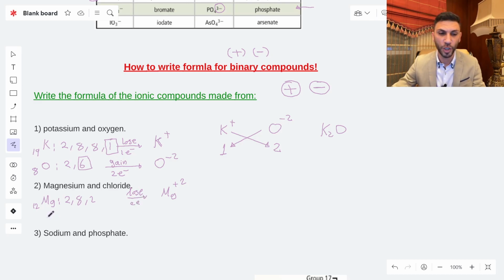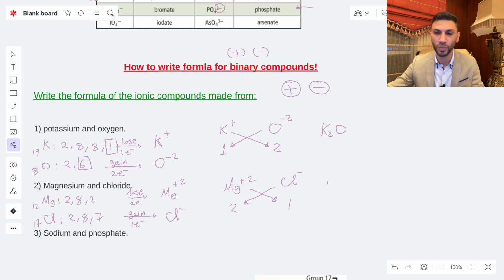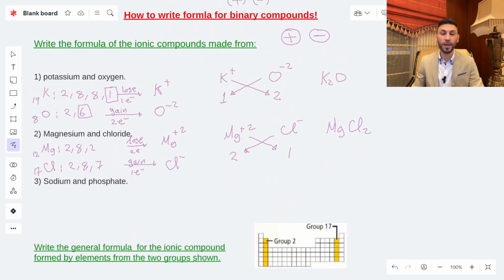For the chloride or the chlorine atom Cl from the periodic table, it has 17 electrons. It's going to be 2, 8, and 7. It needs only to gain 1 electron, and it will become Cl -1. Now I'm going to start writing Mg positive 2, Cl -1, and then here 2 and 1 without the charges. Mg will take 1, Cl will take 2. The compound is MgCl2.